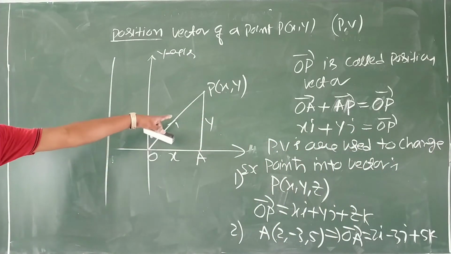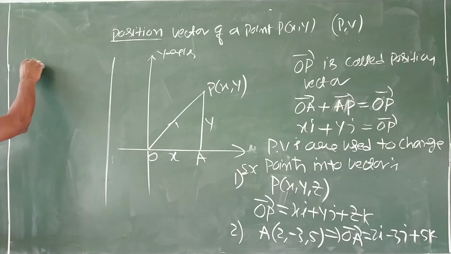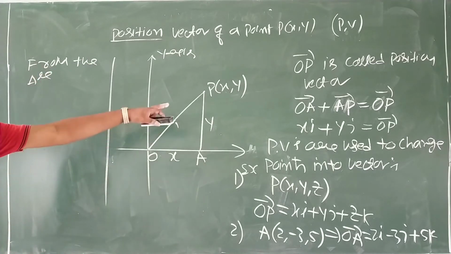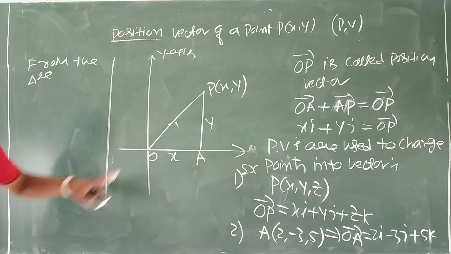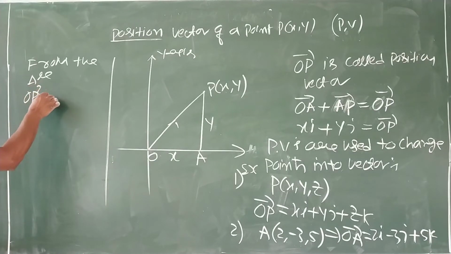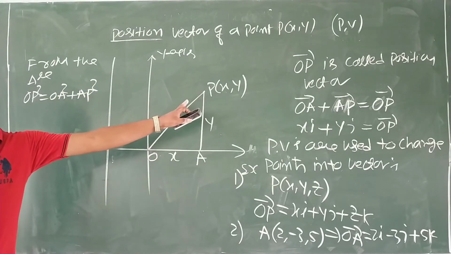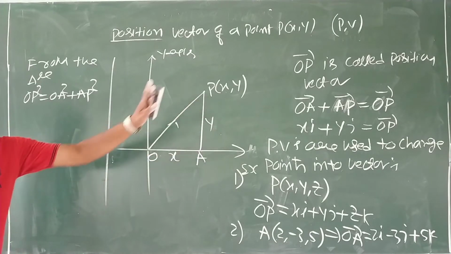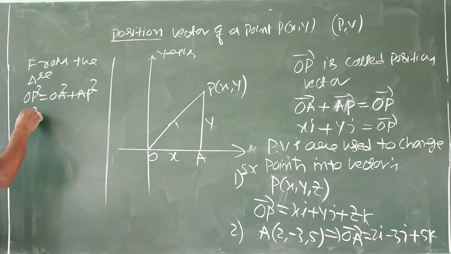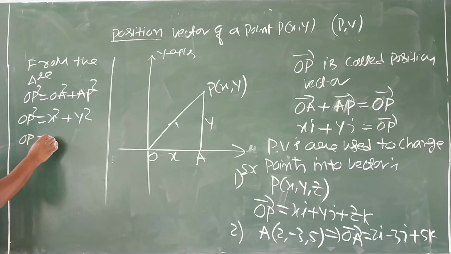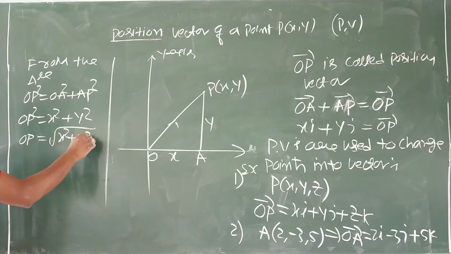So write from the triangle. Tell me Pythagoras theorem. It is a right angle triangle. OP square is equal to what? OA square plus AP square. From the triangle, apply Pythagoras theorem. OP square is equal to OA square plus AP square. OA means x, so x square, plus AP means y square. So what is OP? OP means root of what? X square plus y square.